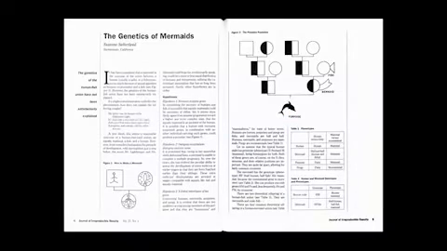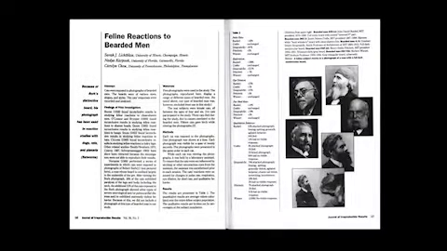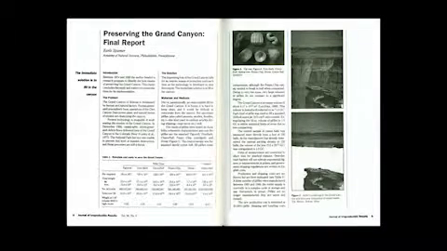thermodynamics and burnt food, the genetics of mermaids. This is an article on feline reactions to bearded men. It goes along with another article on canine reactions to bearded men. This is a proposal to preserve the Grand Canyon and different kinds of styrofoam chips you could fill it with. So these are kind of absurd things, but they use all the same theories and language of science.